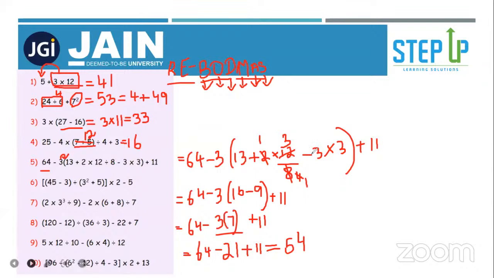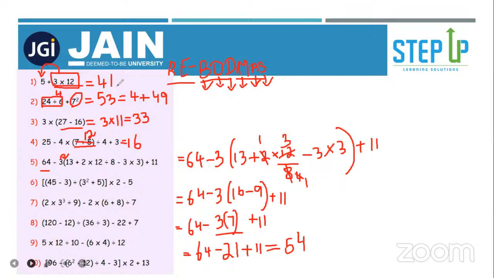Axmed, may I know what was your trouble? You can unmute yourself, Axmed. Yes, sir, I can hear you. What was your doubt? Sir, I have a doubt. Number 2. So I have 24 divided by 6 plus 7 square. First thing, I have to do the square. How come it's 53 and 53?